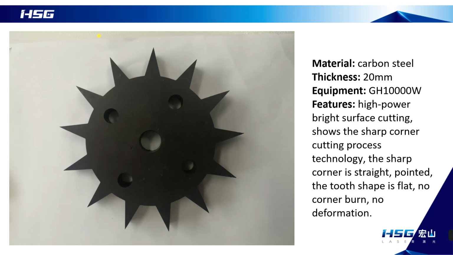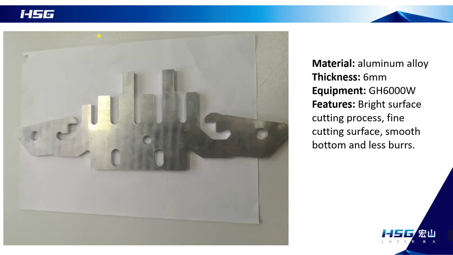This is a 20 millimeter thick carbon steel plate cut by GH 10,000 watt equipment. It shows a high power bright surface cutting. The angle is sharp, straight, smooth, no burning, no deformation. This is a 6 millimeter aluminum cut by GH 15,000 watts. It's also a bright surface cutting technology. The cutting edge is nice, smooth, almost no burrs.